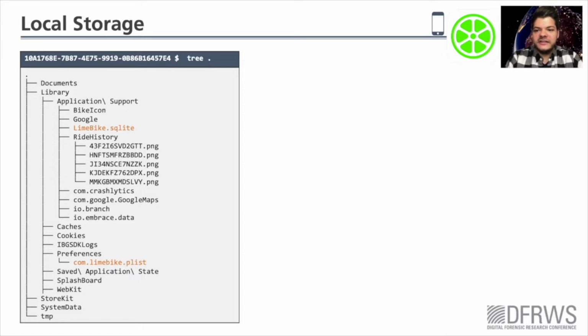Now, the interesting files in this case are the LimeBike SQLite database, and also we included the property list plist file at the bottom because it also contains mainly app-specific data.